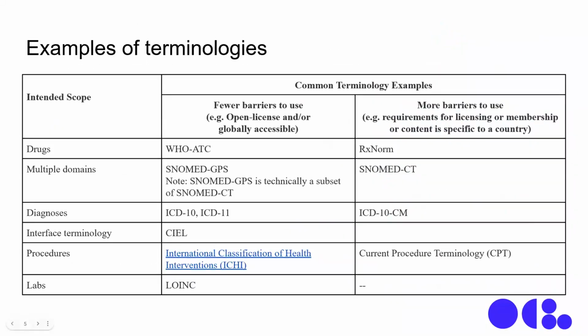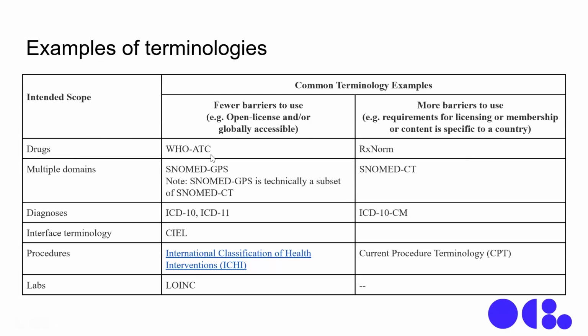And I did want to just give some examples of terminologies here, and apologies for the pretty dark and text-heavy slide here, but each terminology has its own scope and its own intent, and some are broader than others. I wanted to give some examples, noting that some terminologies are open license, they're globally accessible, they have fewer barriers to use. Others have a little more barriers to use. Maybe they're just made for one country, or maybe you have to have a license to use them. So you want to make sure you're at least a little cautious and informed when looking at these.